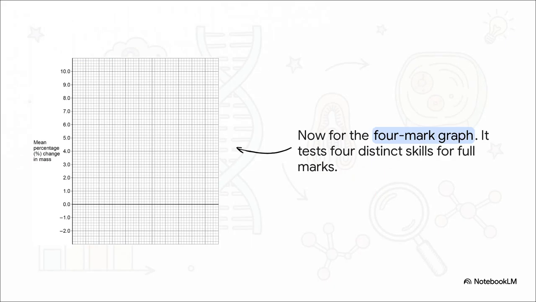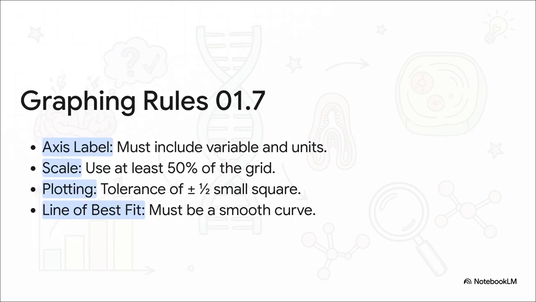And now for the main event of this section, the 4-mark graph. I know, graphs can look a bit scary, but just think of it as 4 separate 1-mark jobs. One for the scale, one for the axis label, one for plotting the points, and one for the line. We can do that. Okay, let's look at the examiner's notes.